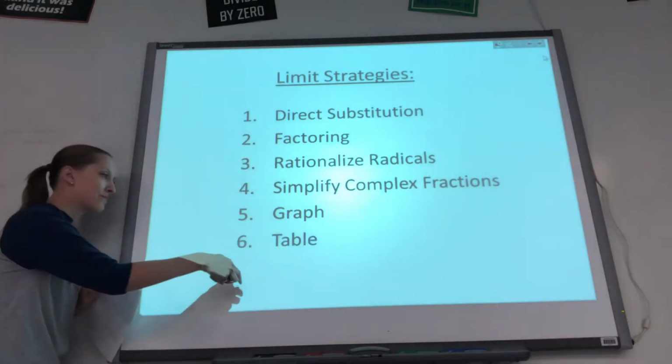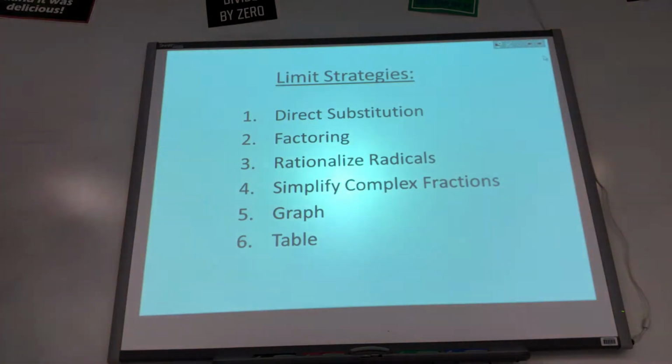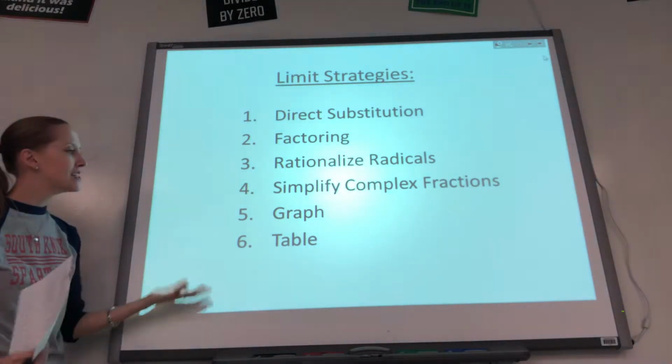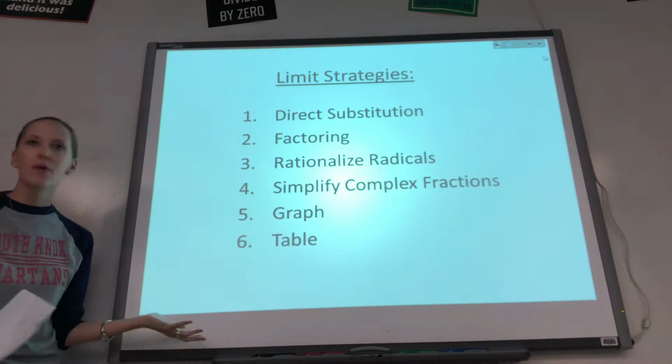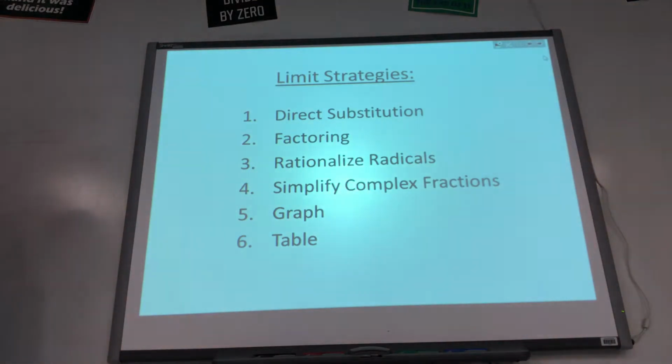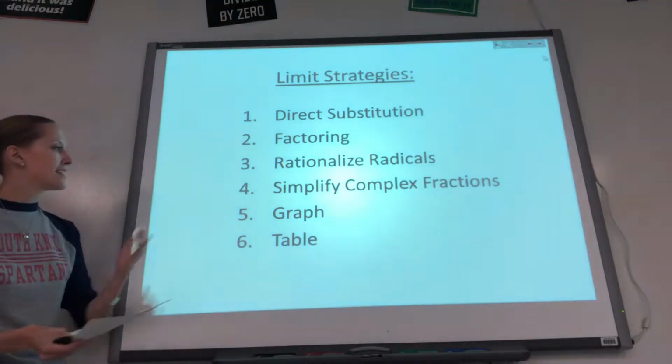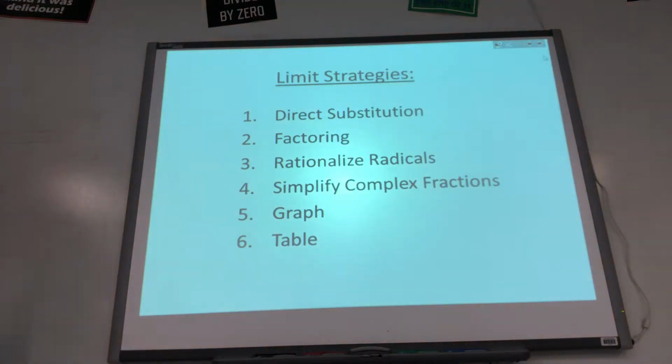And I put table up here just because I didn't want to leave it out. But to be honest, I don't ever use a table unless they tell me to use a table. So that is definitely the last thing you would do. And again, usually that's just what you do if they tell you to use a table. So that's kind of out of the picture for the most part.